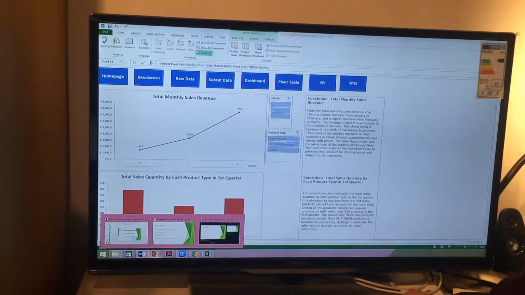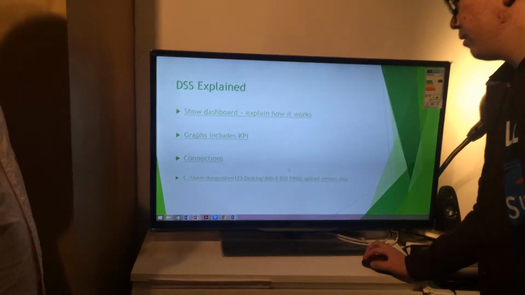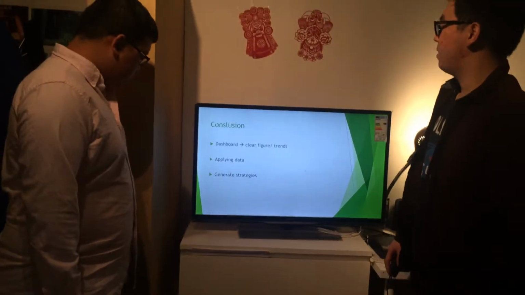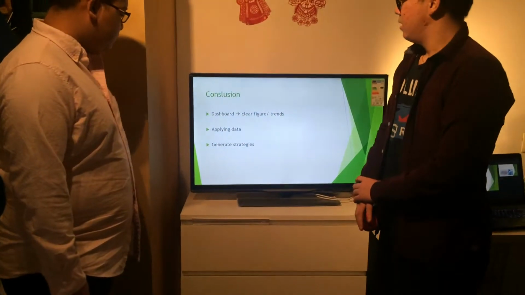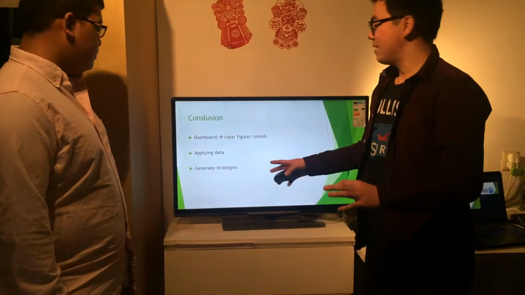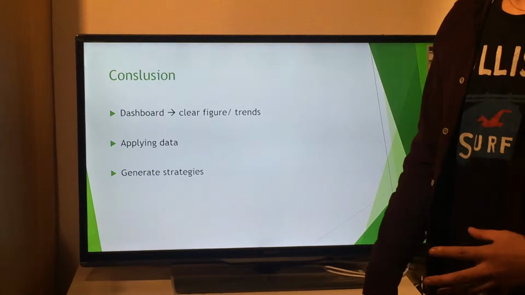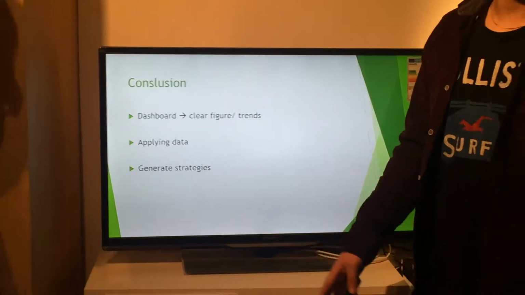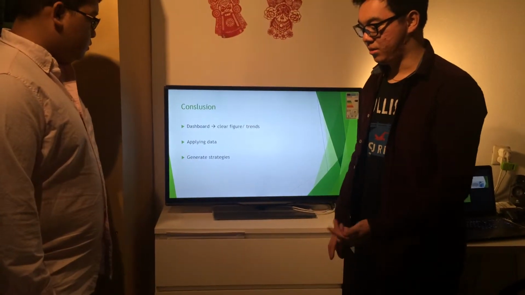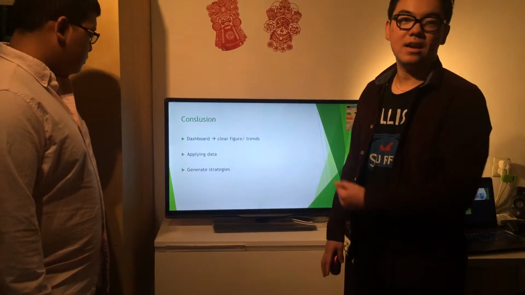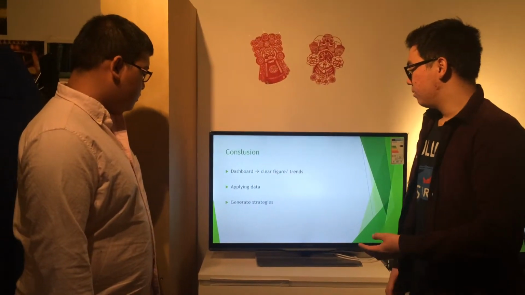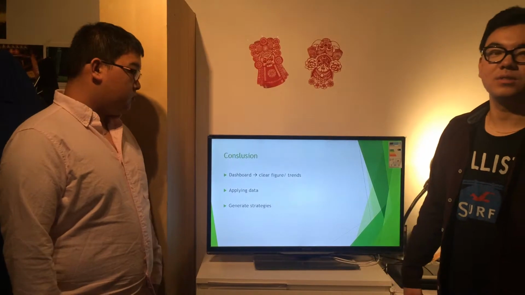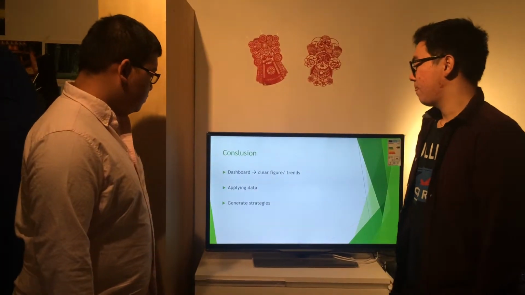Okay, let's go back to our presentation. Conclusion. As you can see from our dashboard, the advantage of a dashboard is that it provides clearer figures and trends in the charts, which is much clearer than the figures and numbers in the Excel data. And this could help you apply data and generate further strategies for the company in the market department.